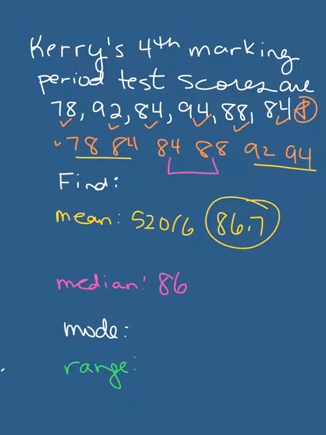Now when I look for my mode, I'm looking for the values that occur the most often, and I have 2 values listed that are 84, so that's going to be my mode. And my range is going to be my highest, which is 94, minus 78, which is my lowest. So that gives me 16.